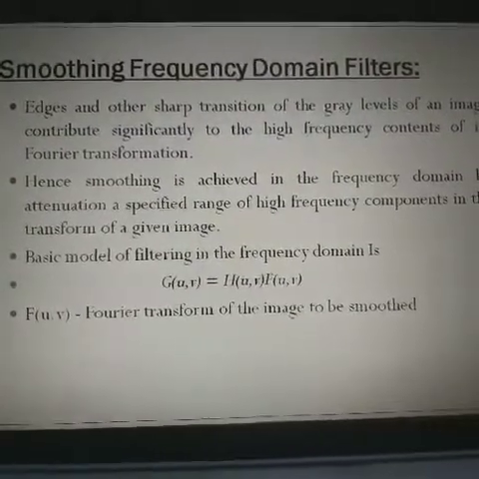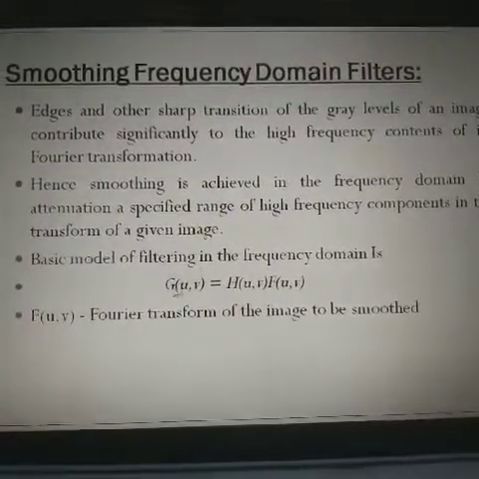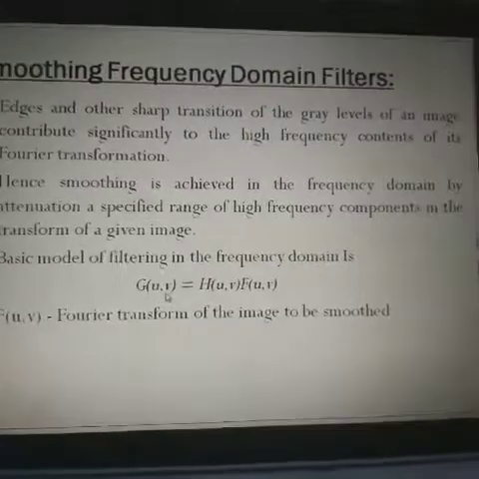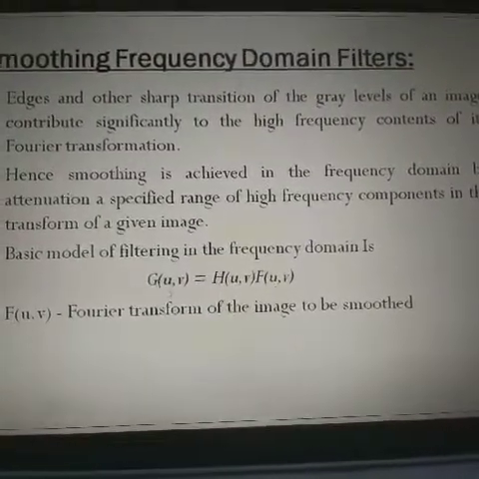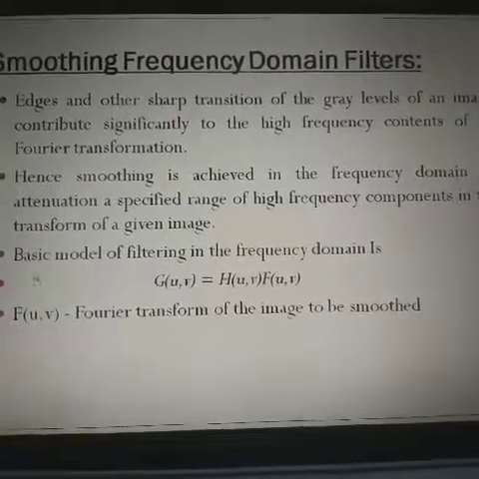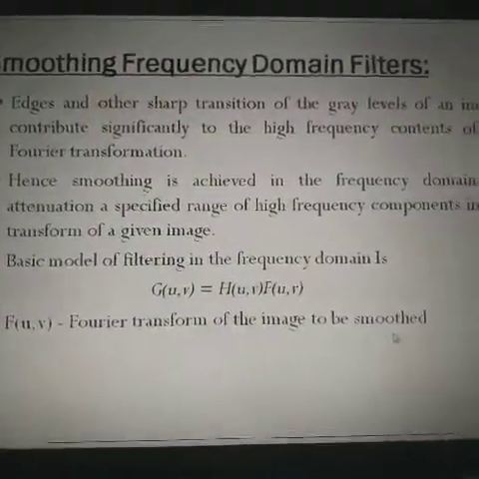So the basic model of filtering in the frequency domain is that the output image, represented by the function capital G(u,v), is equal to the filter function times the input image, where F(u,v) is the Fourier transform of the image to be smoothed.